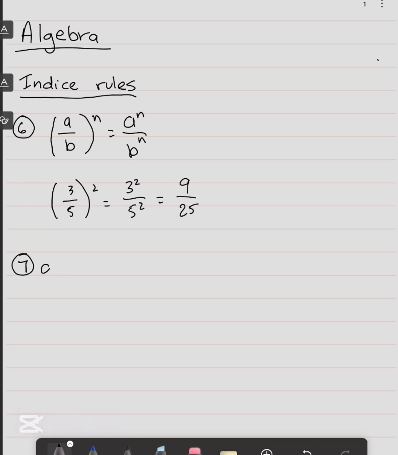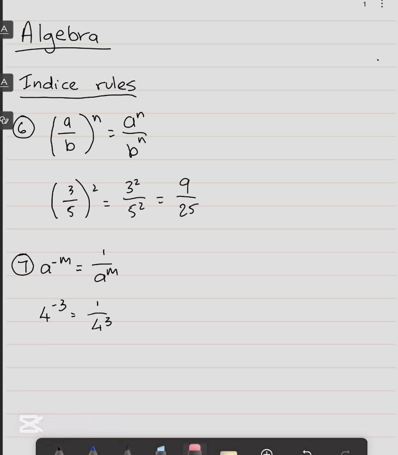Our seventh rule is a to the power of minus m is equal to 1 over a to the power of m. The only thing that's happening here is that the number and the power are brought down to the denominator. This happens due to the negative sign. An example of this is 4 to the power of negative 3, which is just 1 over 4 to the power of 3.